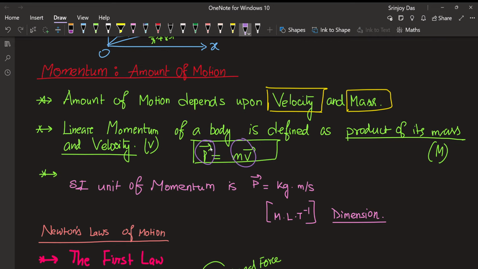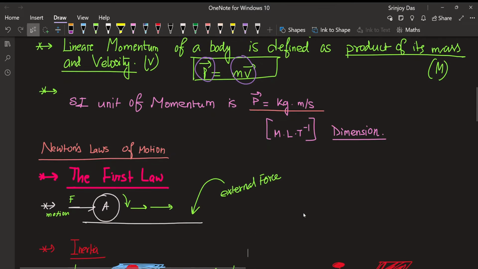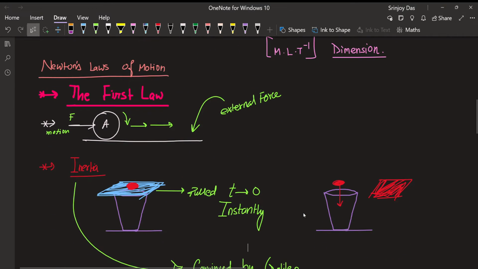Here is the SI unit. P vector is equal to kg meter per second. Its dimension is M L T inverse, with M for mass in kg, L for length in meters, and T inverse for per second. Then we are moving to Newton's laws of motion.